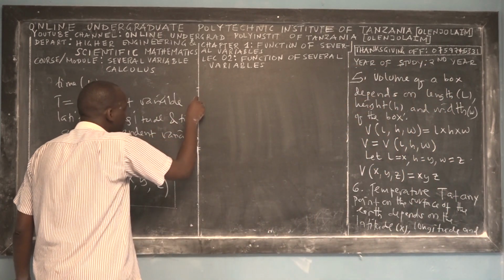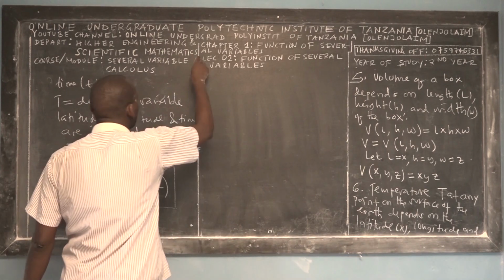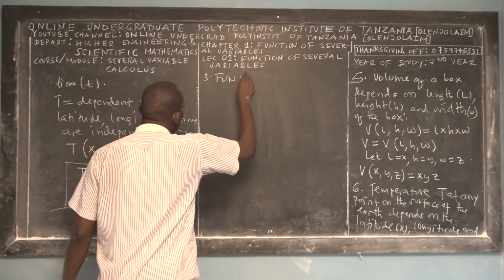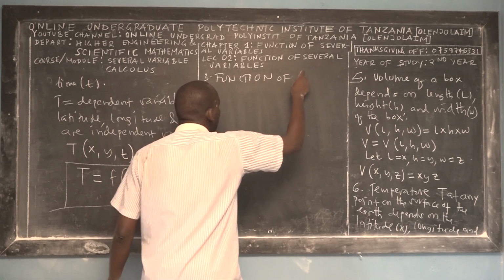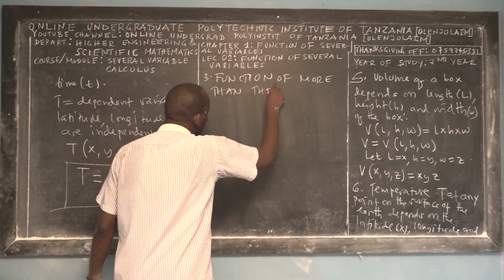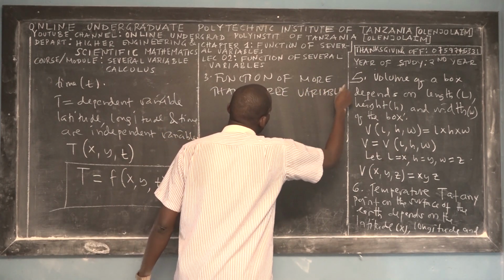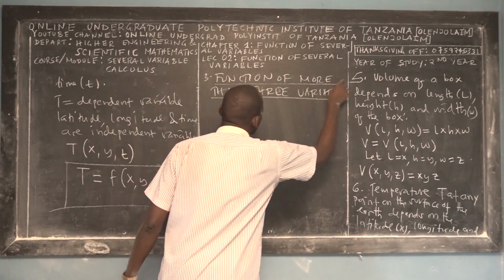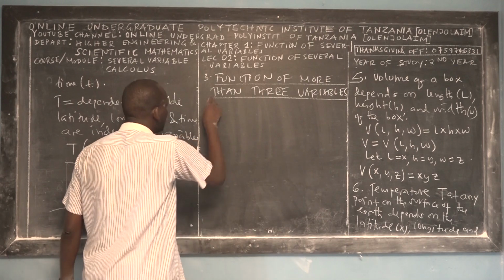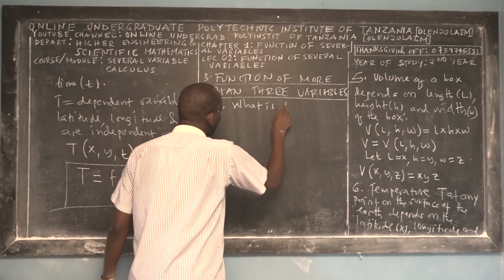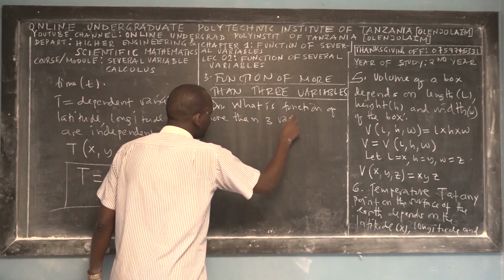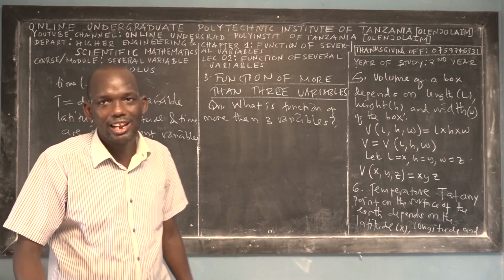Another very important point I want to make is that we have another, third class, which I call a function of more than three variables. We have to think as mathematicians. We also have to think about this type of function of more than three variables. What is it? This is the question that we have: what is a function of more than three variables? You can pause the video and try to answer that question yourself.